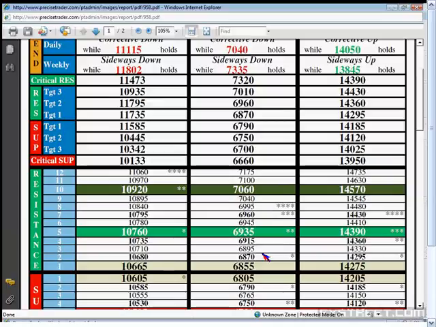So another thing is you have about 12 levels, so you can use these levels to book your profit or re-entry.